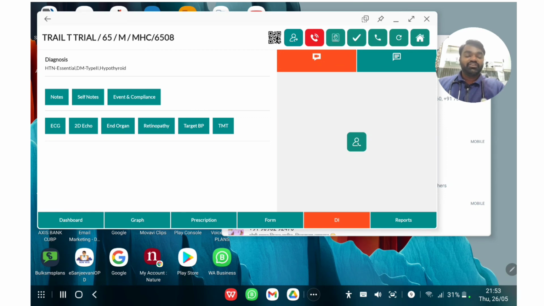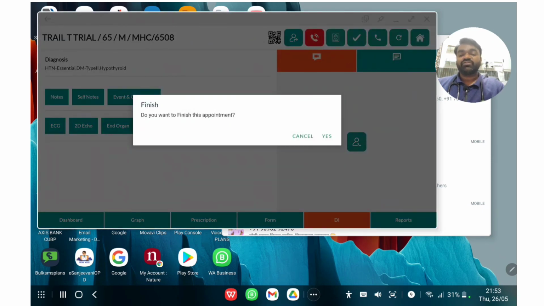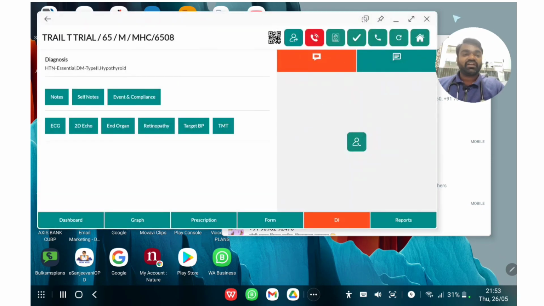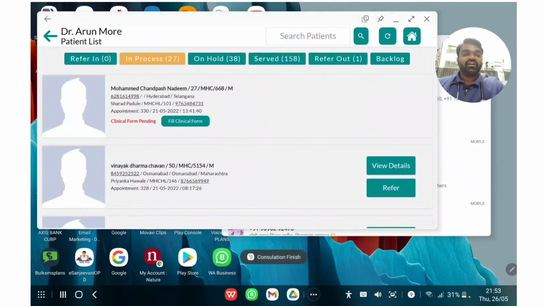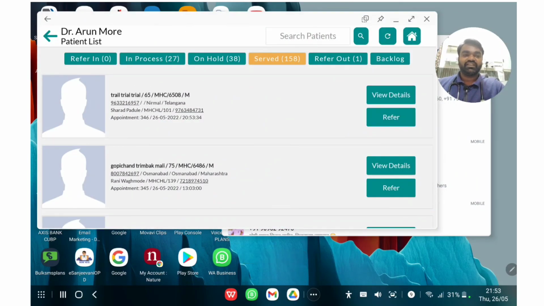And lastly, you have to finish the appointment now. Finishing the appointment is very simple. Just go for the finish appointment icon, which is this one. Go for this and the appointment is finished, and the patient is logged into the served area. So this way it completes the complete cycle of appointment and prescription.